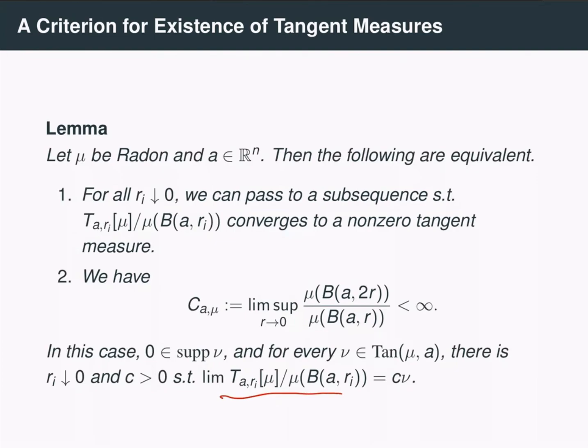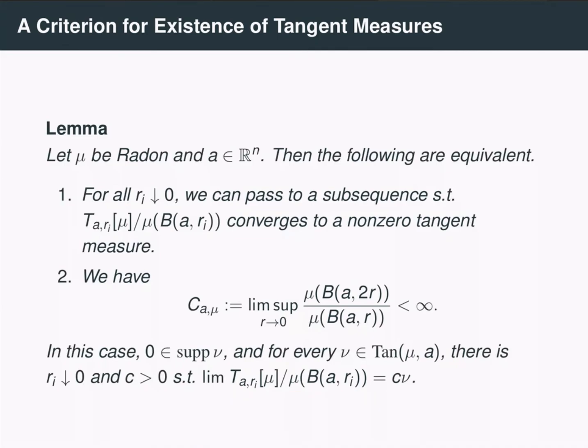So recall that the set of tangent measures originally was defined as the set of all limits of the form some constant c_i times T_{a,r_i} push forward mu. So what this lemma is saying is that up to a constant multiple c, we can actually pick this number c_i to be 1 divided by the mass of the ball. And in this way, we recover all tangent measures.